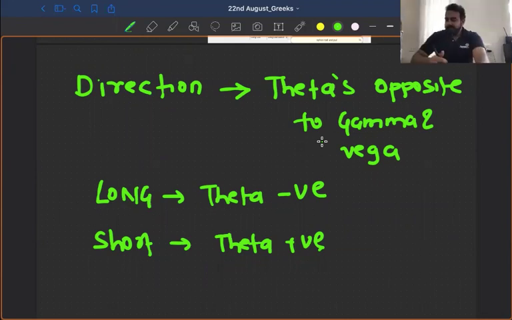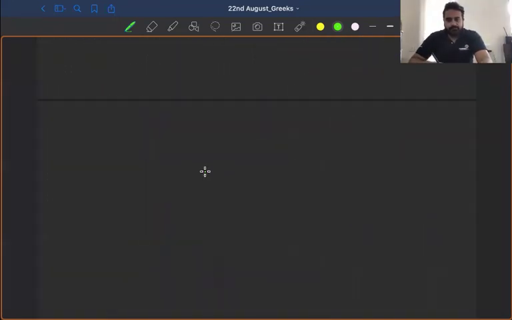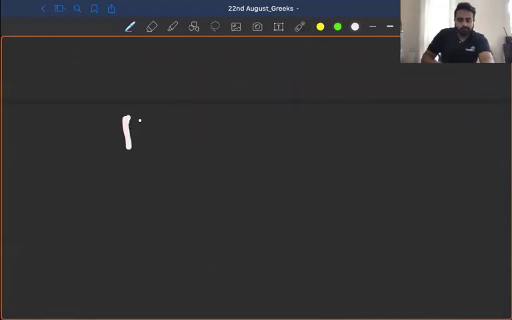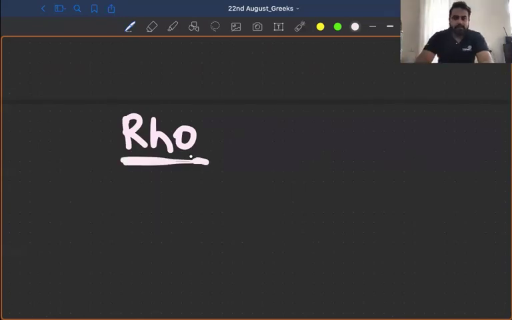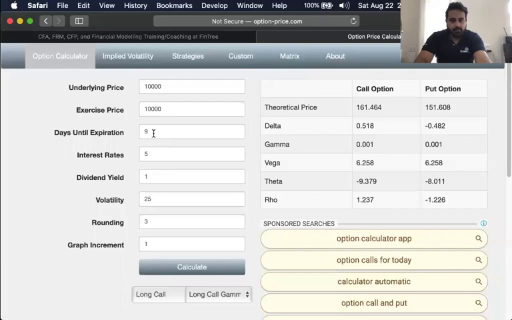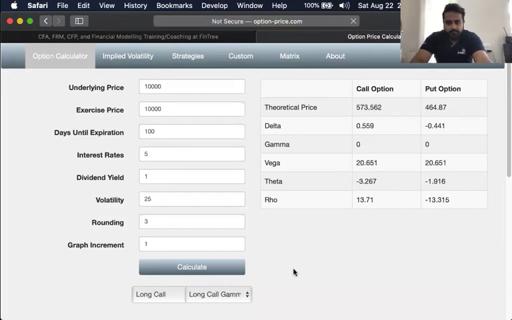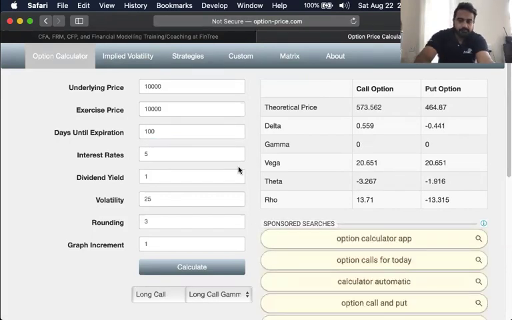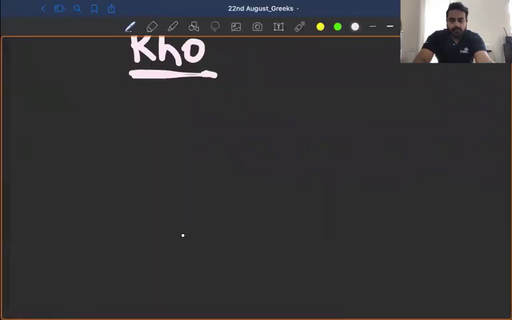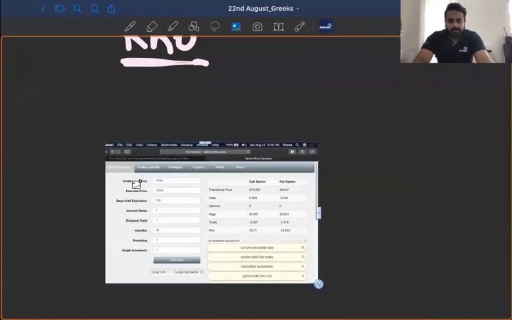Okay. So now the next concept is rho. Now let's build a base case scenario. So let me switch. Okay, let's increase the rho number a little bit. Let me increase the expiry to 100 days. Okay. So let's assume this is a base case scenario.